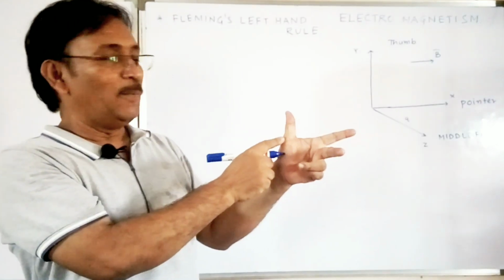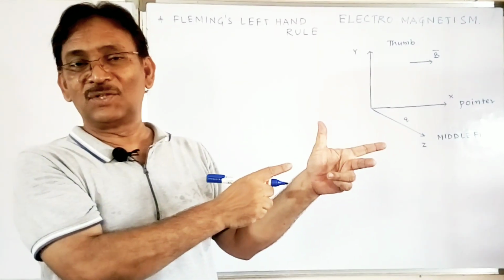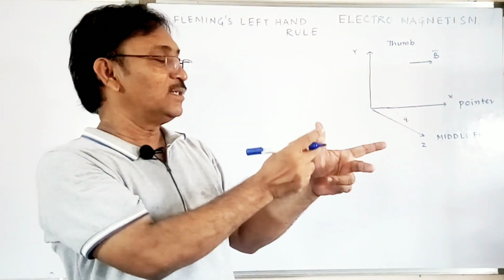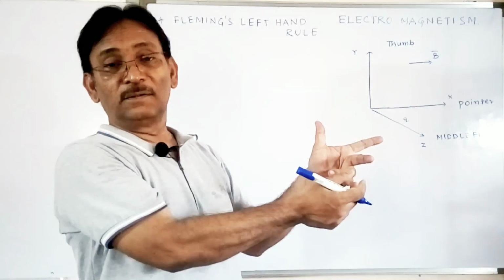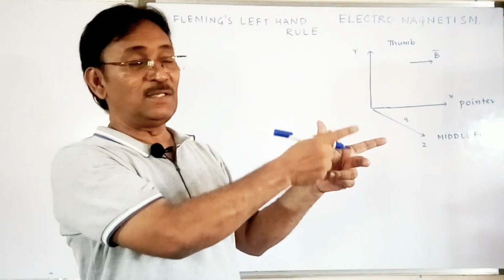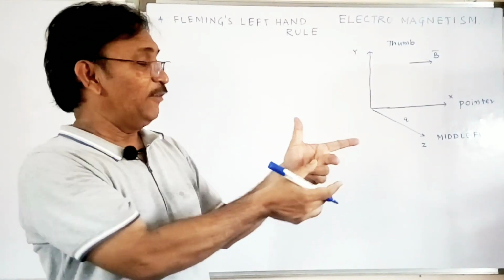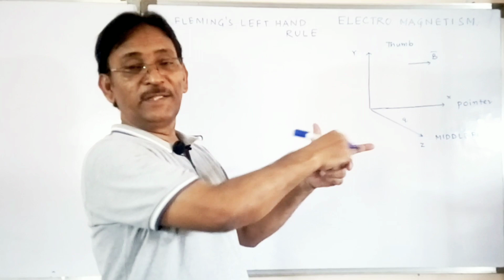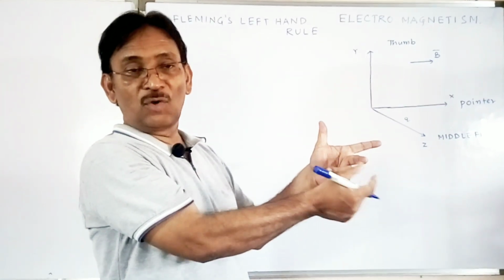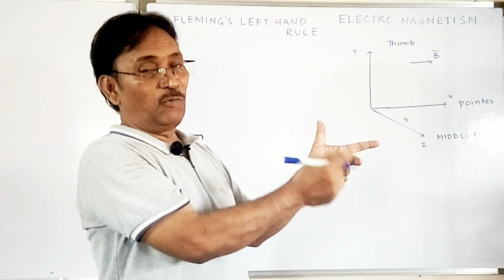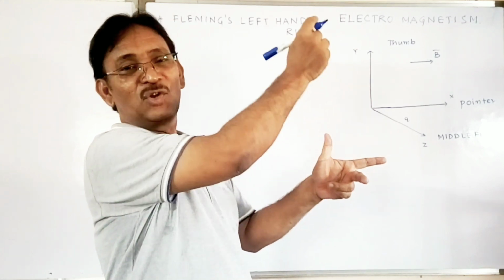Listen to it carefully. A person stretches three fingers in mutually perpendicular directions. What are those fingers? Thumb, pointer, and middle finger in mutually perpendicular directions, meaning each one is making an angle of 90 degrees with the other. If the pointer is showing the direction of the magnetic field and the central finger is showing the direction of the motion of the charge, then the force experienced by the charge will be along the direction of the thumb.